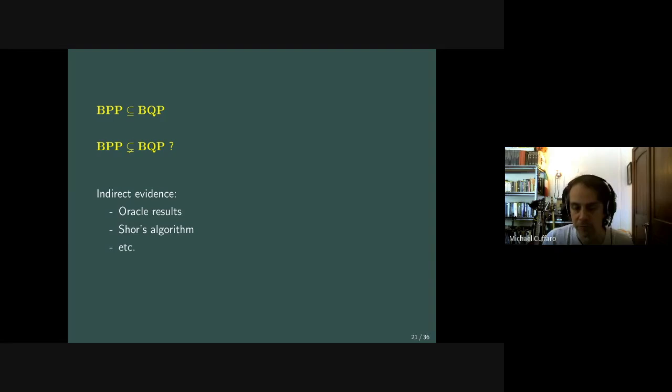But there's not only oracle results. Shor's algorithm is an algorithm that doesn't essentially employ an oracle. But in that case, it's not conclusive evidence because we're only able to show that the quantum algorithm improves upon the best known classical algorithm. That would be extremely interesting, but it would be even more interesting if we had some principled reason for thinking that there is no classical algorithm that can improve upon the current one, right?